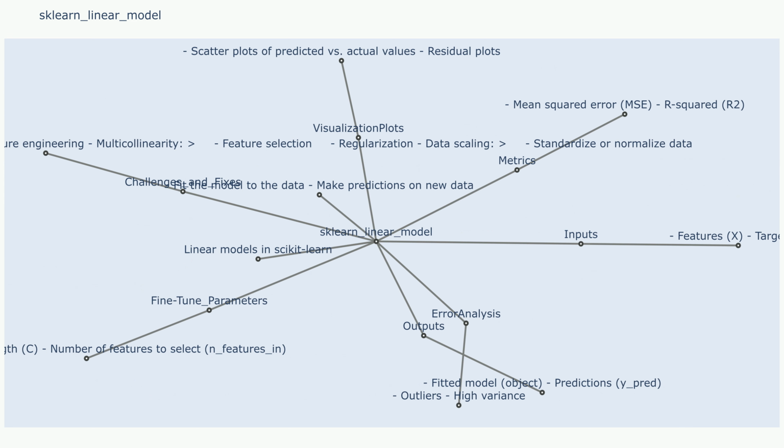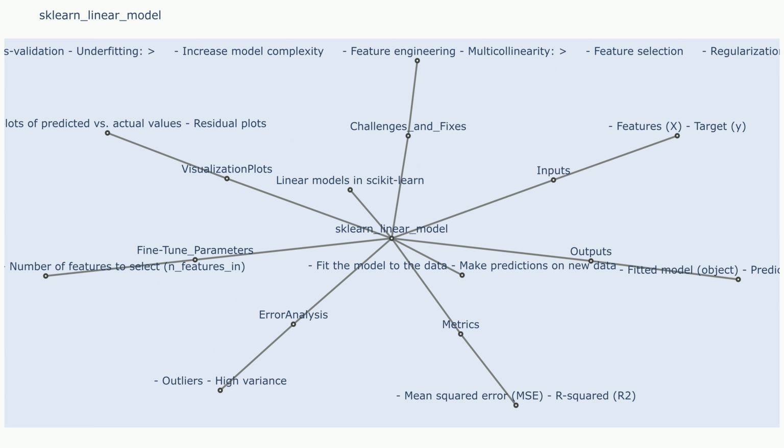Fixes to challenge 4. Feature engineering: create new features that capture nonlinear relationships. Nonlinear models: consider using nonlinear models like polynomial regression or support vector machines.